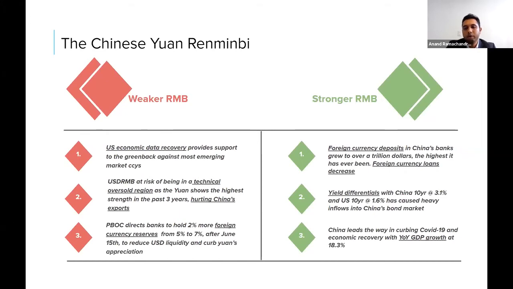Also, yield differentials between China and US continue to remain high. It's 3.1% for a 10-year bond in China and 1.6% currently for a US 10-year note, which is causing the outflow from the US bond market and an inflow into the Chinese bond market. Also, if you're looking at economic recovery, year on year, the GDP growth has been at 18.3% for China, so they clearly lead the way in terms of economic recovery. We believe that there is a lot more room for strengthening of the Chinese yuan. On to the next slide, please.